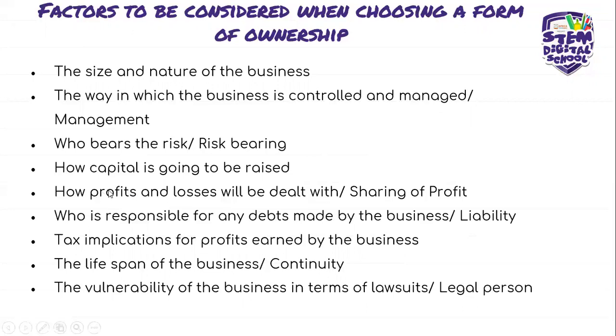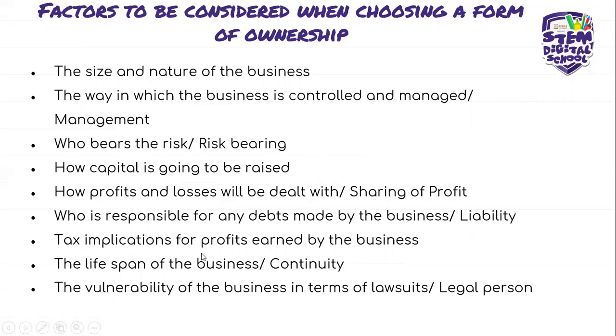Let's say it's three of us that are forming this form of ownership. So we need to discuss how we are going to share our profits or losses. Is it based on what we have invested or contributed in the business, or is it based on certain things? So we need to discuss that. Who is responsible for any debts or liabilities made by the business? So we need to know whether it's the business that is responsible for debts, or is it us as owners that will be responsible for debts, basically, right?